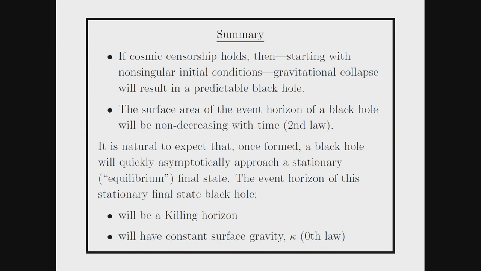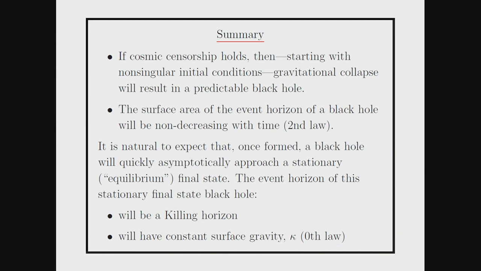all the singularities will be hidden in a black hole, and your space-time outside the black hole will remain perfectly predictable. The area of the event horizon of a black hole will be non-decreasing with time. If you form a black hole, it would be natural to expect that, rather quickly, on a time scale of milliseconds for a solar mass black hole, it will asymptotically approach what you might call an equilibrium final state. In the thermodynamic analogy, equilibrium is a good term, but a stationary final state.